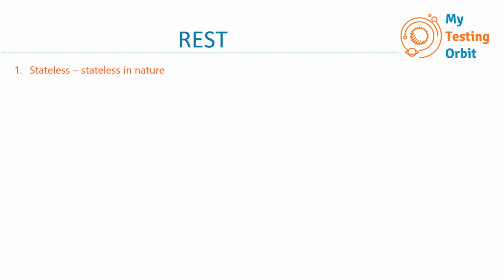The first one is stateless, stateless in nature. REST APIs do not allow the server to retain the information they receive from the client. The client sends information to the server in packets that the server can understand in isolation, that is, without context from the past packets.